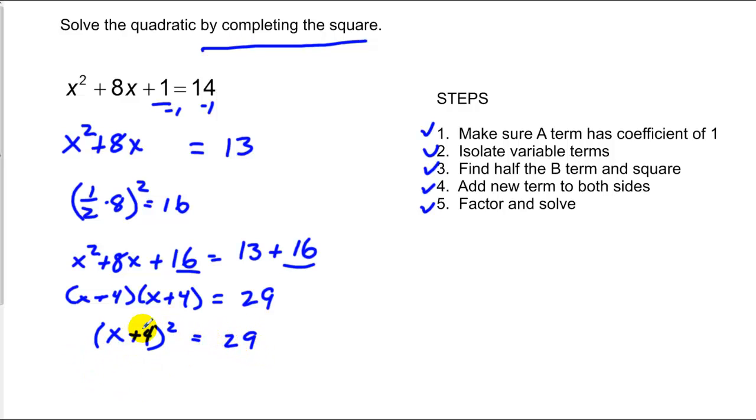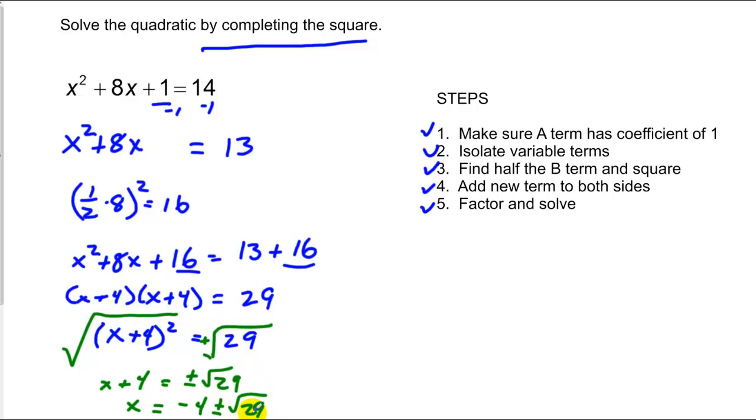And now we're going to solve this because I have an isolated squared term, just like in our previous examples. So I take the square root of both sides and get x plus 4 is equal to plus or minus the square root of 29. Since that doesn't simplify, I get x equals negative 4 plus or minus the square root of 29, and the problem is solved. So once again, it's important to know these steps in order to know how to complete the square.